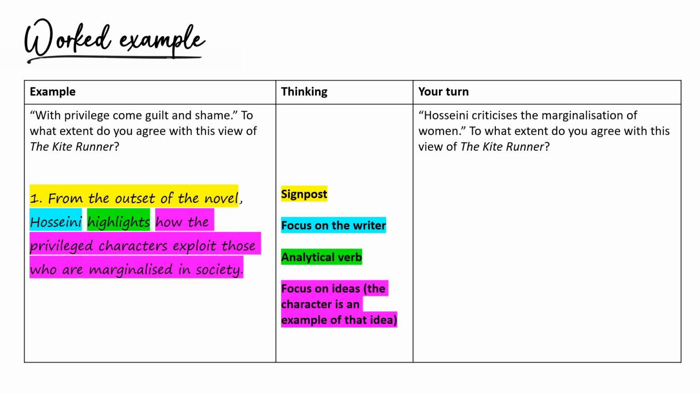After that, I often have an analytical verb, and I'll talk about that in a little bit more detail in a minute. And then I focus on the idea that I'm trying to communicate. So which element of the argument is relevant to this paragraph? So here we have, from the outset of the novel, Hosseini highlights how the privileged characters exploit those who are marginalised in society. Now, this is absolutely not supposed to be a straitjacket. It's not supposed to be a rule that you have to follow, but these are the elements that you're likely going to have in your point sentence.